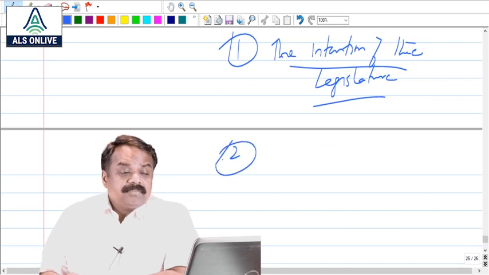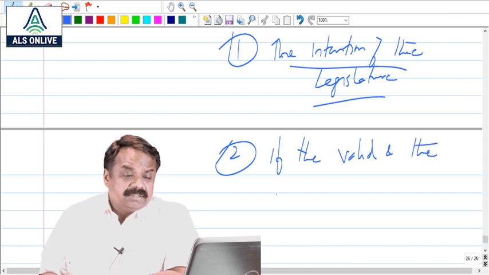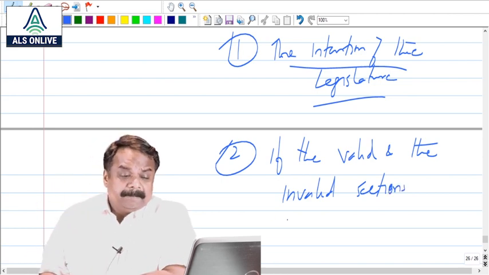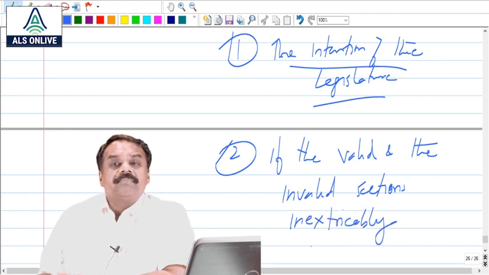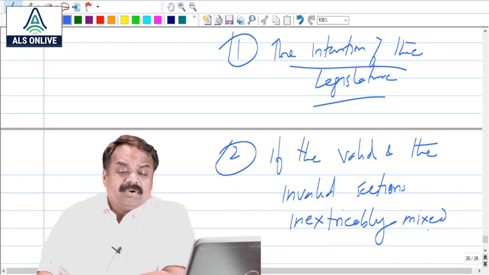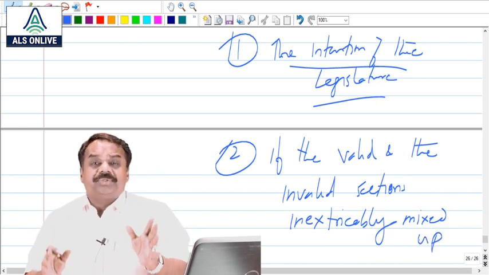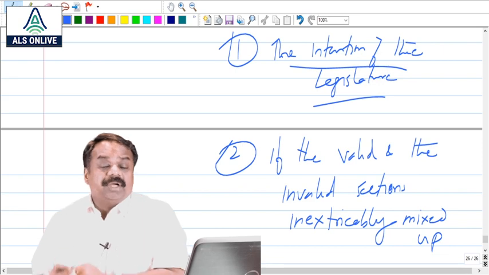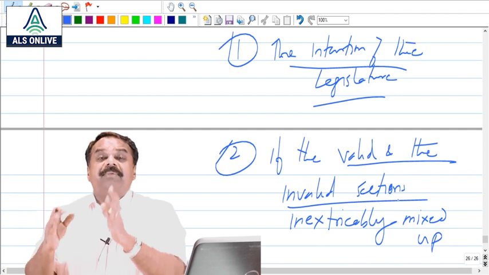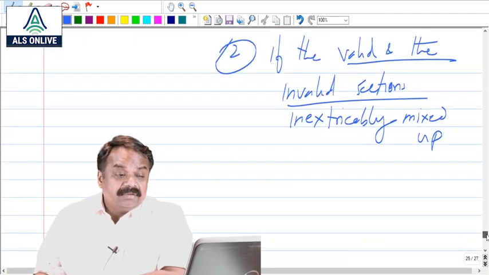Number two, if the valid and the invalid sections are inextricably mixed up. Inextricably mixed up, meaning it is fully, thoroughly mixed up. It is very difficult to distinguish. Then the whole law will be declared invalid, because the doctrine of severability will not be used if the valid and invalid sections are inextricably mixed up.